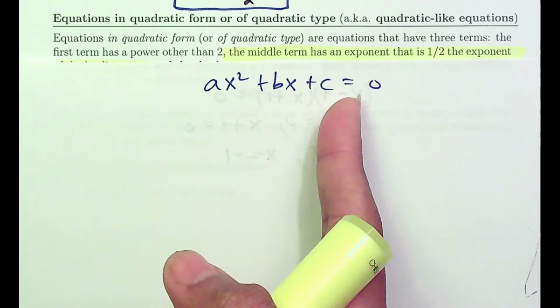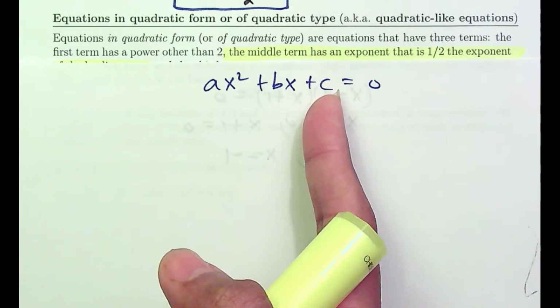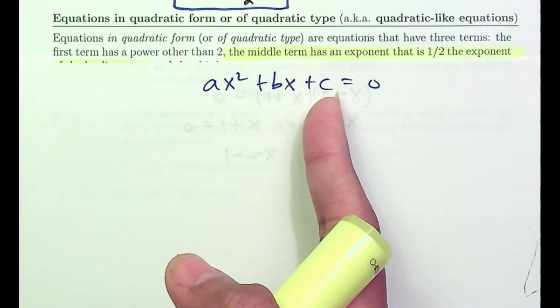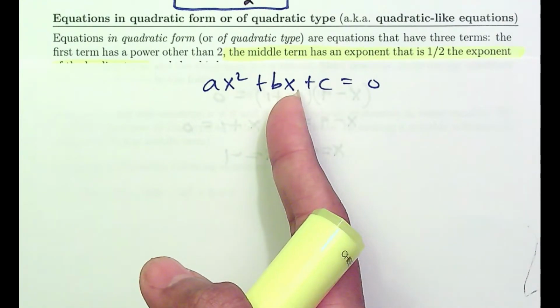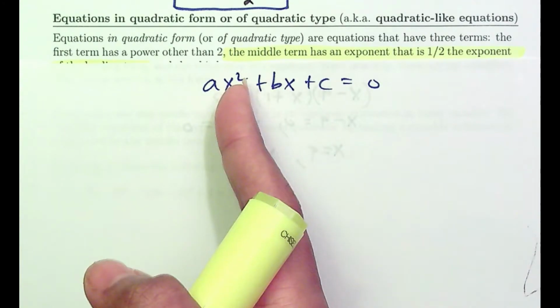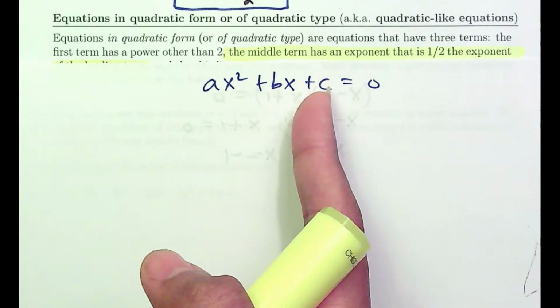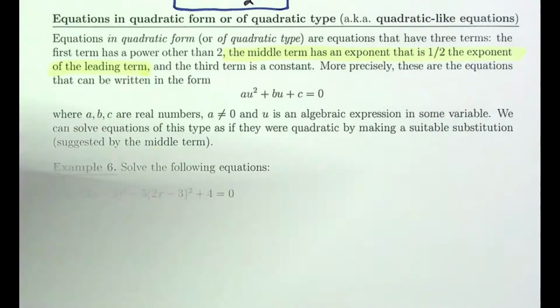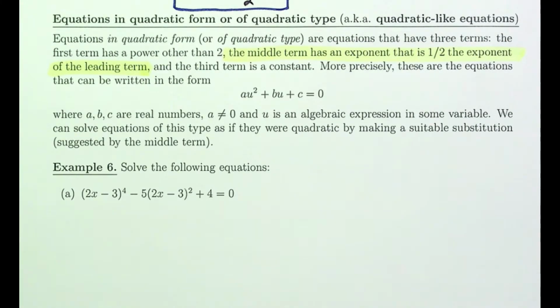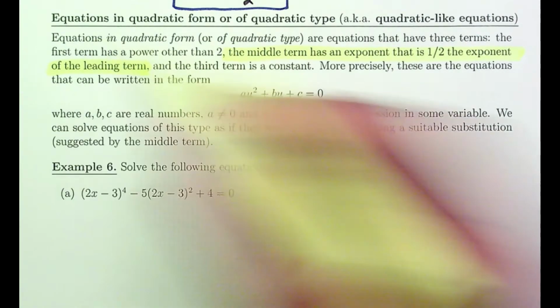And then the third term doesn't really have a variable. It doesn't have an x. So there are three terms. In the term in the middle, the variable has an exponent that is half the bigger exponent, and then there's a third term that doesn't have any variable. That is a constant term. So that is the general form. It's going to have three terms.